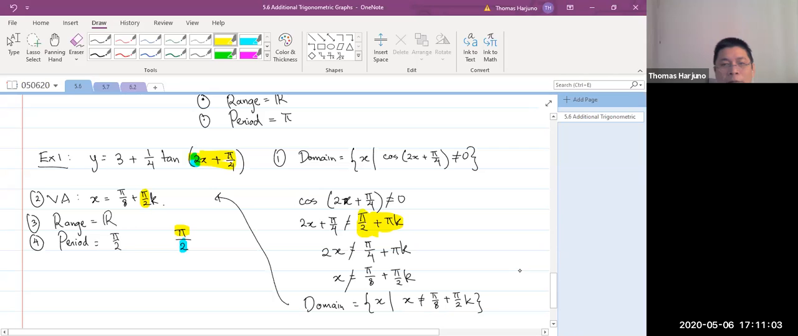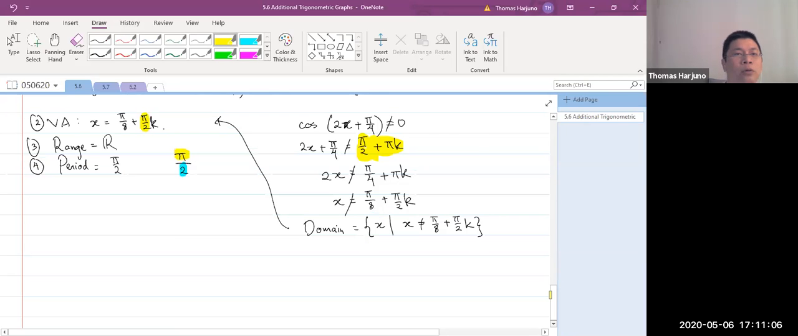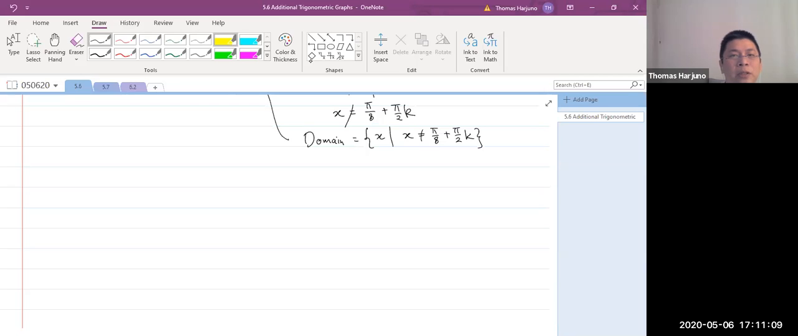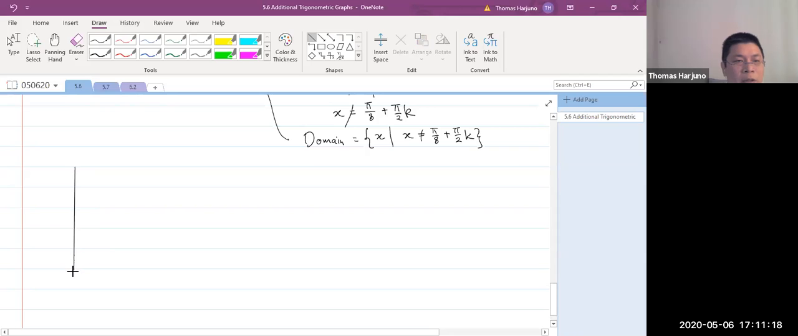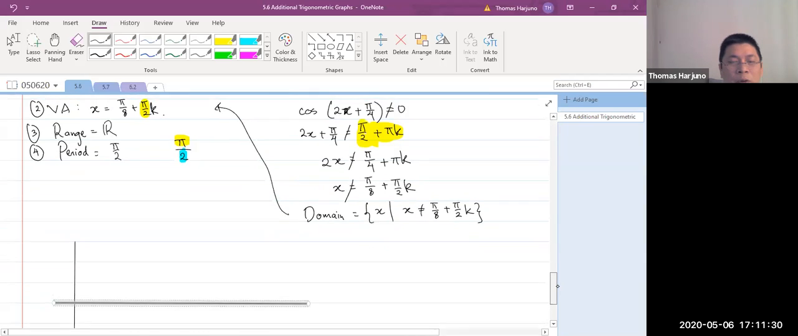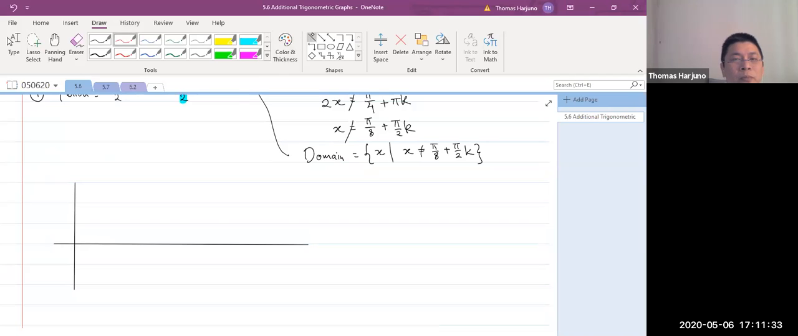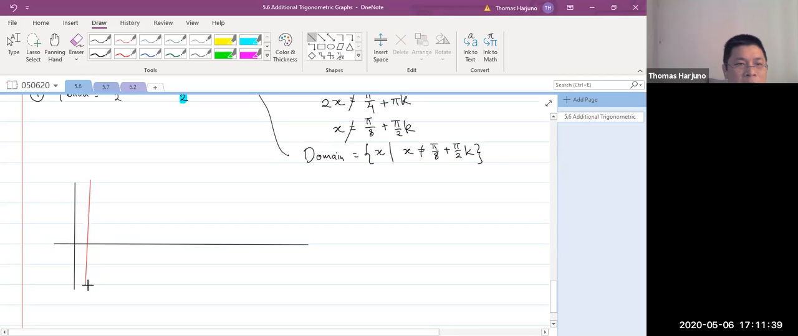So how to graph that then? Well, it's kind of harder to graph the tangent function. But let me try. So this is the vertical axis, and let's say this is the horizontal axis. Let me do the asymptote first. Pi over 8. So pi over 8 is approximately, let's say, here. And then pi over 2 multiple of that.